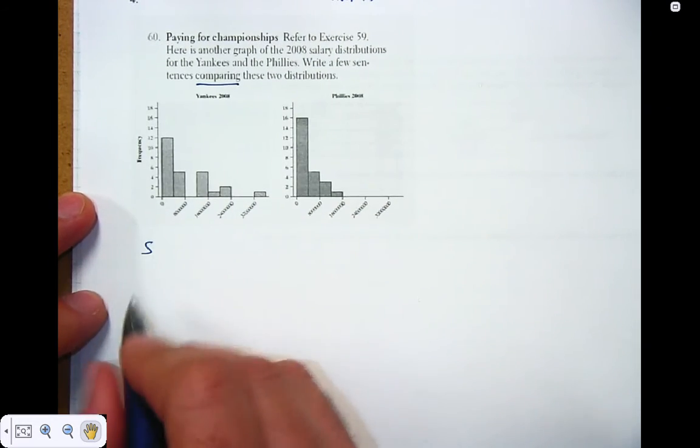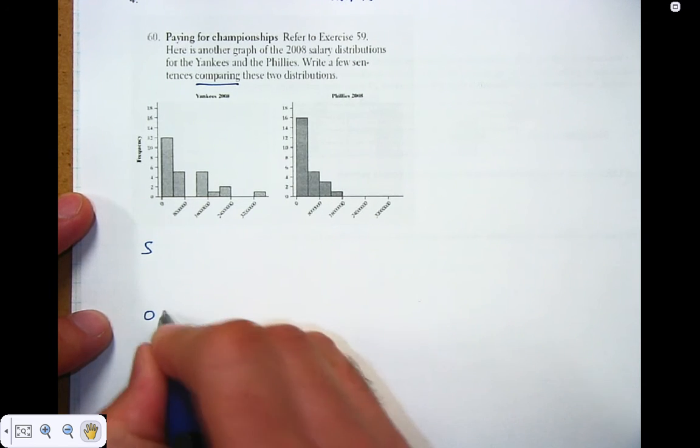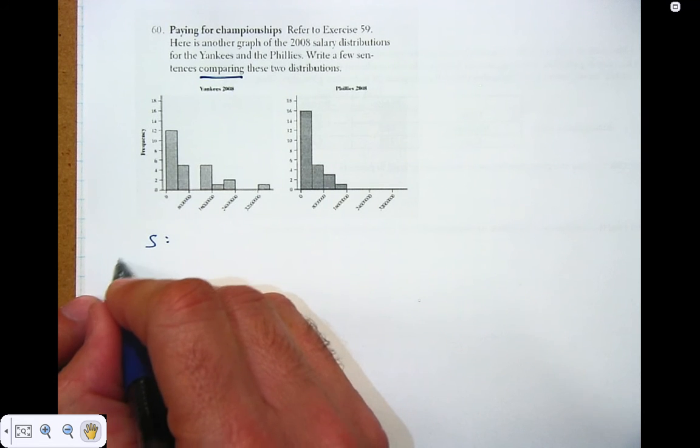So when it says write a few sentences comparing them, you don't have an option. You must check your SOCS. And in this first one, there's two S's. I don't care what you do. Usually the first one will be shape.